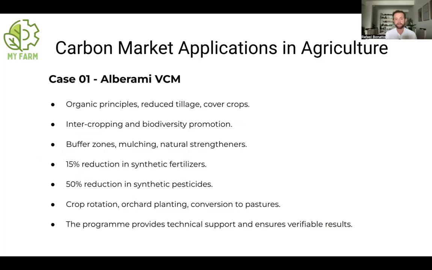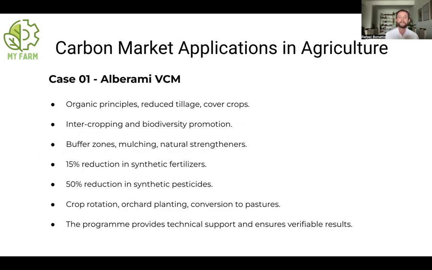Over those years, Alberami has achieved a 15% reduction in synthetic fertilizers, which is a very high and very good number, and up to 50% reduction in synthetic pesticides. It's a huge number. This is so good for the environment, so good for you as a population, for us as a population, and for the environment at large, okay?